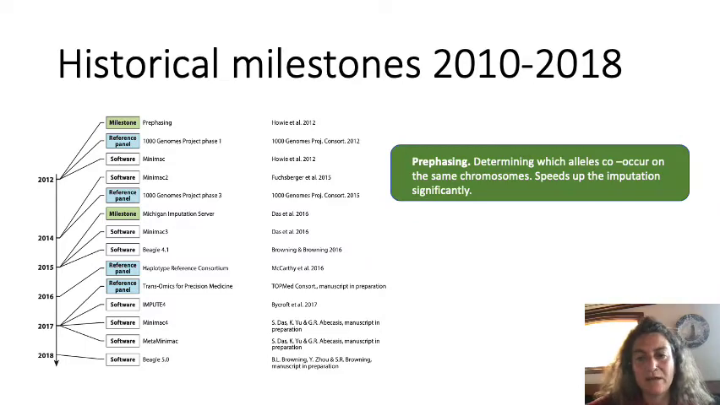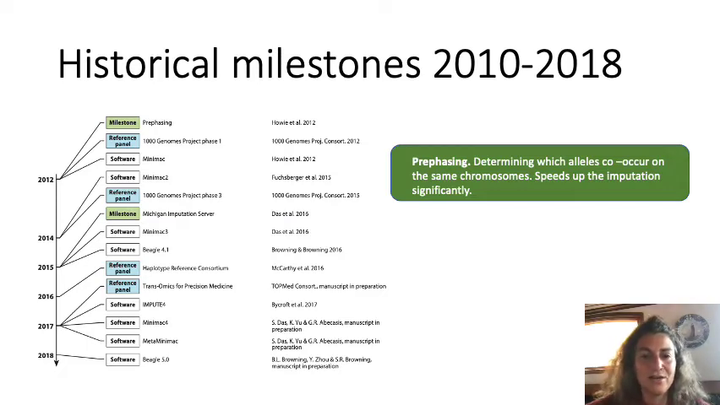One technical milestone that needs mentioning was prephasing of haplotypes. Genetic imputation is a highly computationally intensive process because of the probabilistic framework and high rate of missing data that we are trying to deal with. One of the major milestones to reduce the computational burden was the introduction of prephasing.